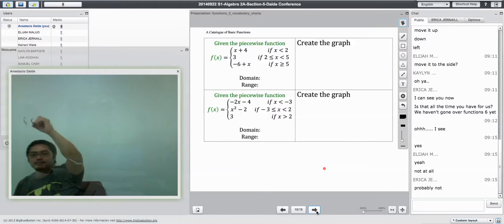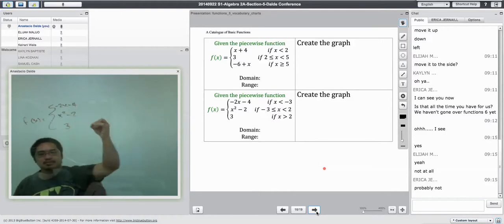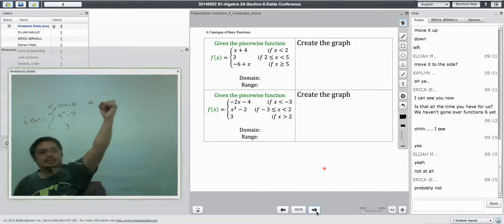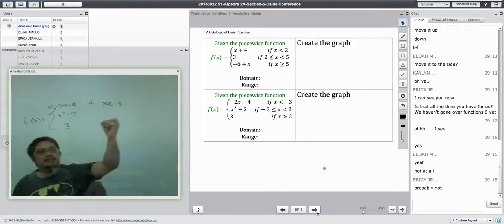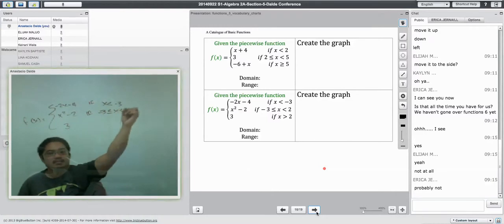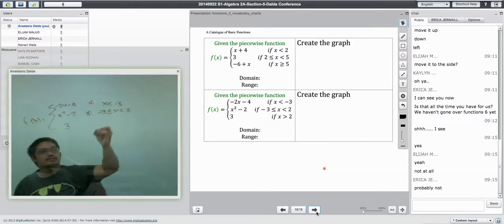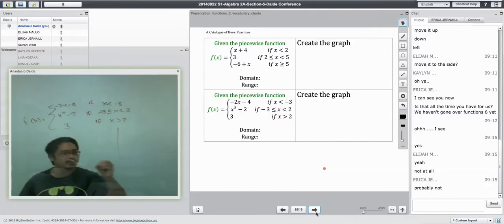But let's go. f(x) equals a big parenthesis: negative 2x minus 4, x squared minus 2, and the number 3. The first if x is less than negative 3, the second if x is in between negative 3 and 2, and the third if x is bigger than 2. So if I were to graph that, all right, let's try this.